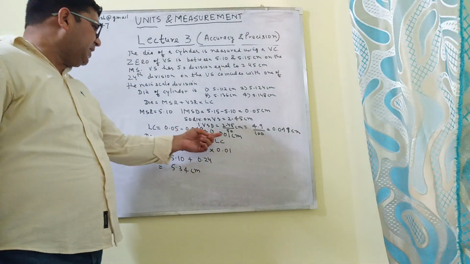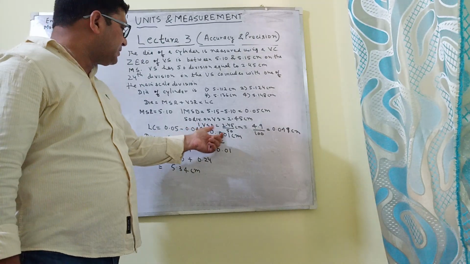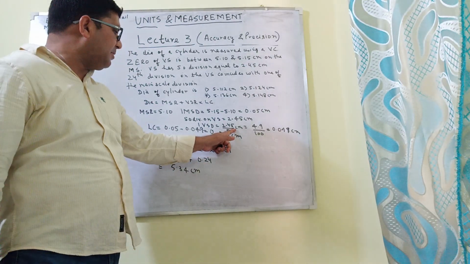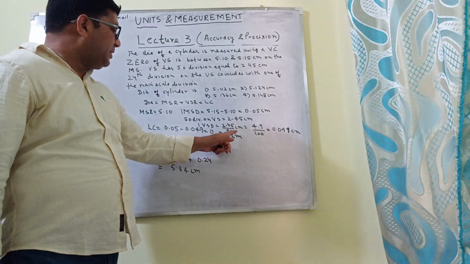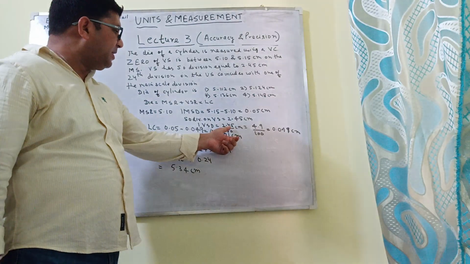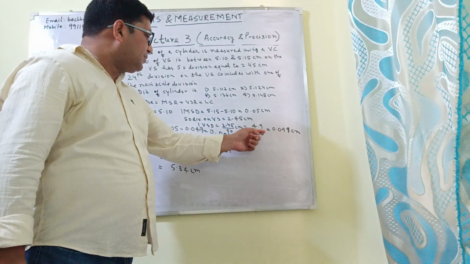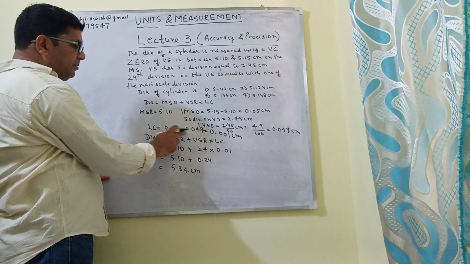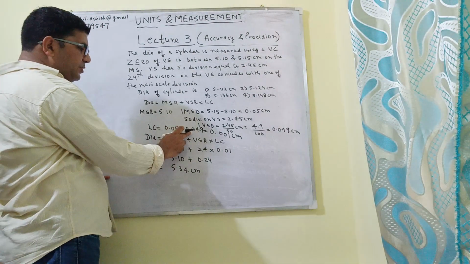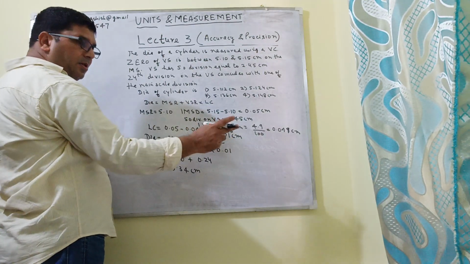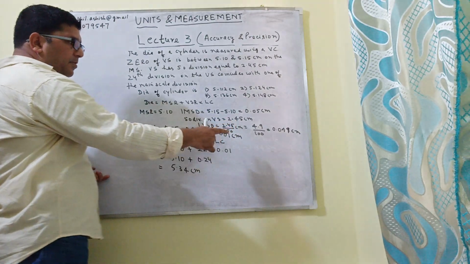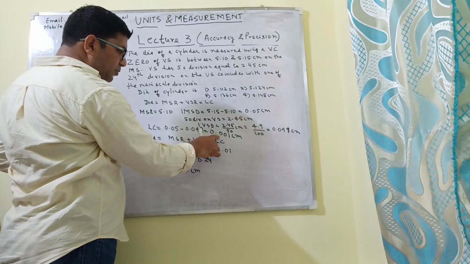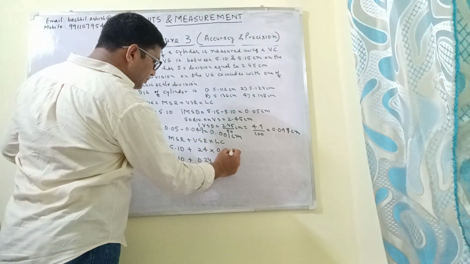So we have made one mistake in calculating the value of one Vernier scale division. It was 4.9. What I did is that I multiplied the numerator and the denominator by 2, so it became 4.9 divided by 100. So that is equal to 0.049 centimeter. So now least count is equal to main scale division minus Vernier scale division. This is equal to 0.05 minus 0.049. So we made an error by omitting 9. So now it is equal to 0.001 centimeter.